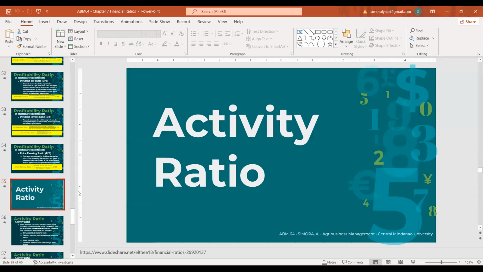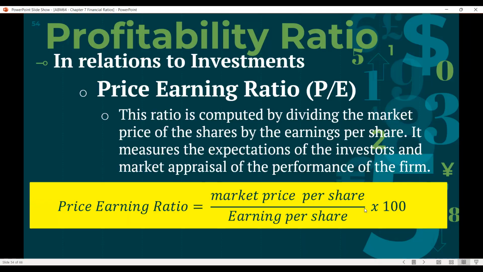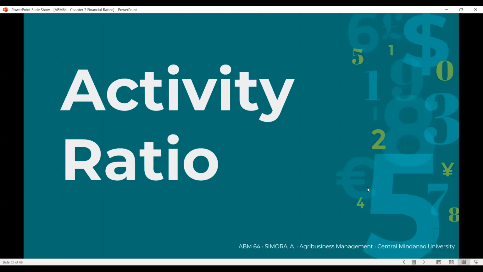So again, this ratio focus more on how capable or efficient our company is when it comes to earnings and paying out our investors. Okay, investors or you yourself, paying back your investment or capital that you had earned. Okay, so next we have activity ratio.